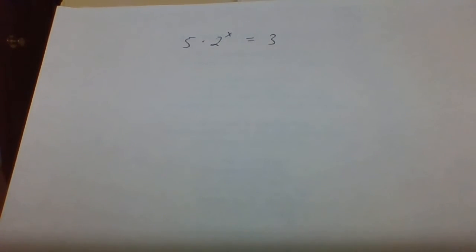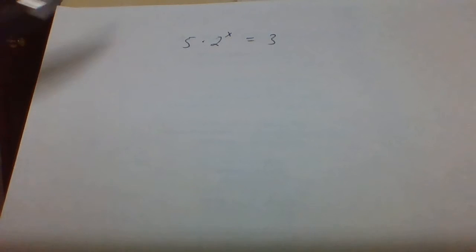Let's take a look at this problem. We have 5 times 2 to the power x equals 3. This is some type of exponential equation, and just like we talked about in 6.3, we want to see if we can write this equation so that it has the same base. That would be the easiest thing for us to do, so that we can just set the exponents equal to each other and solve for them.